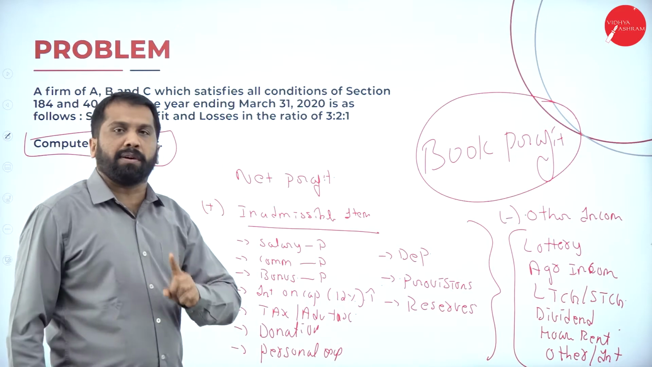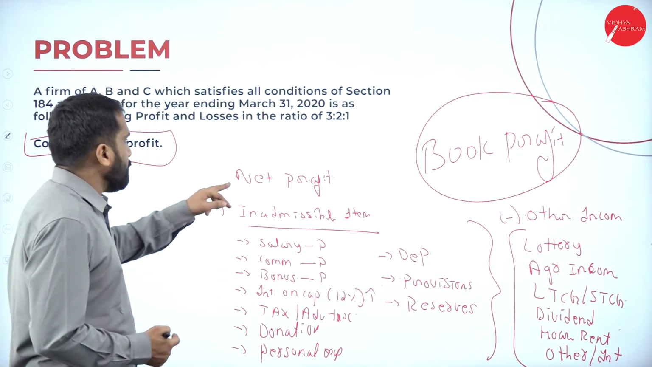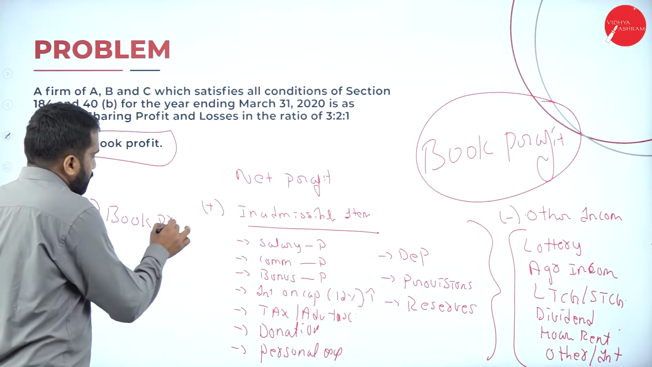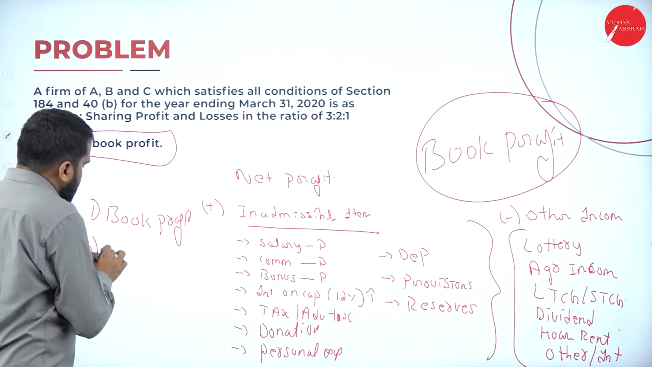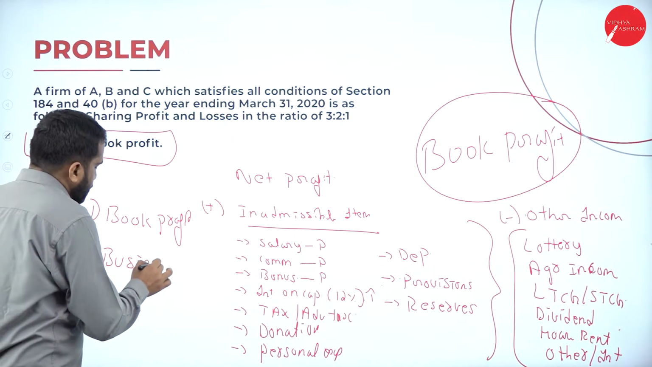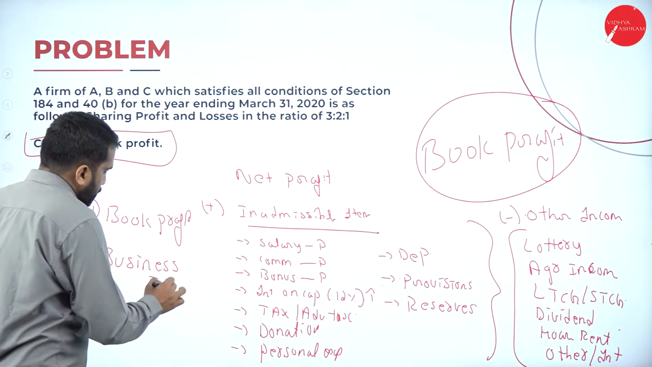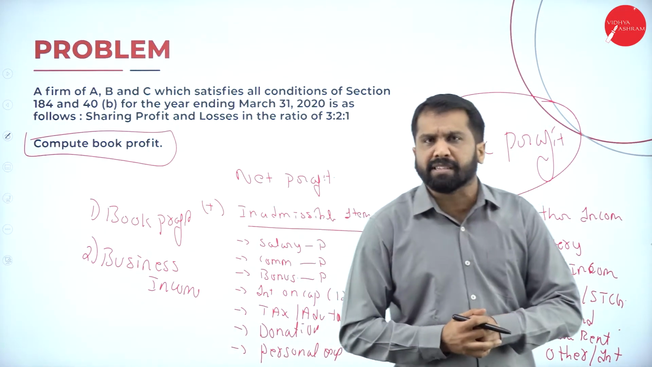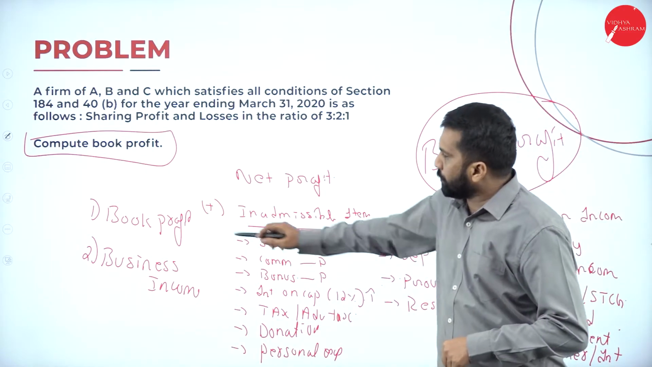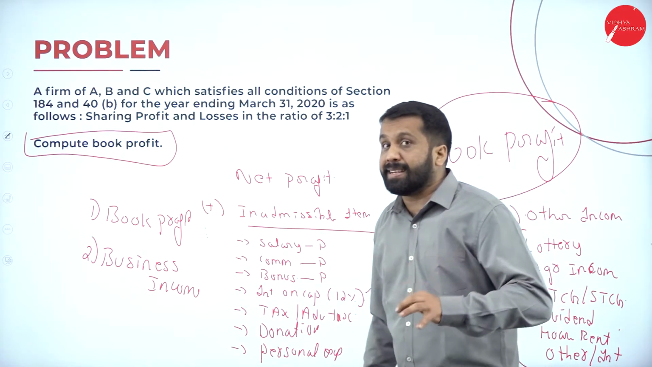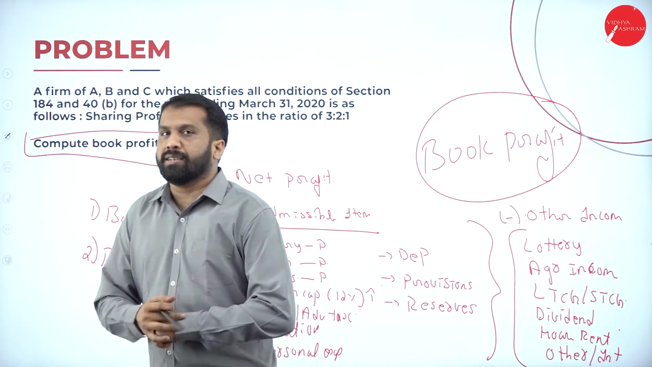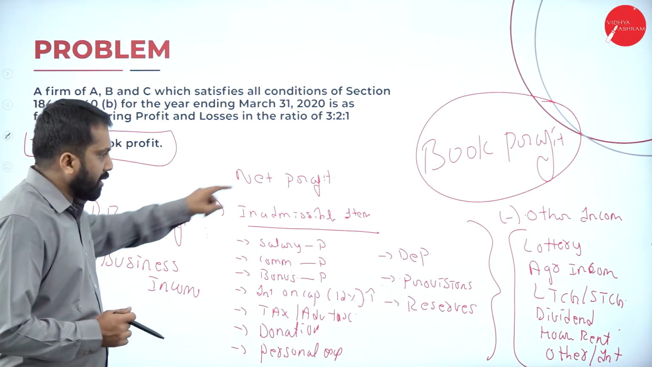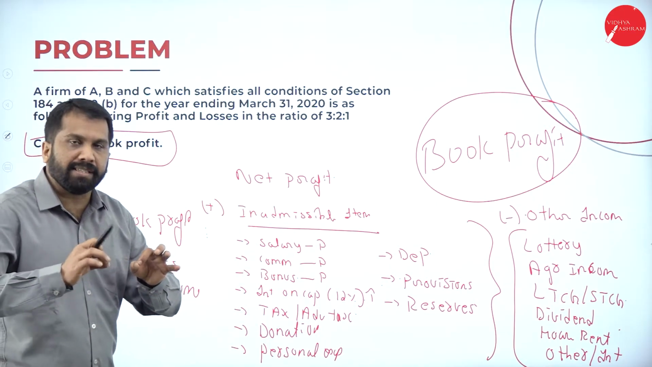So this is step number 1. What is step number 2? Step number 1 is book profit. Step number 2 is business income. What is business income? Very simple. Whatever book profit you got minus remuneration is called your business income. Hope you got it. Whatever book profit you got after doing all this, minus remuneration.